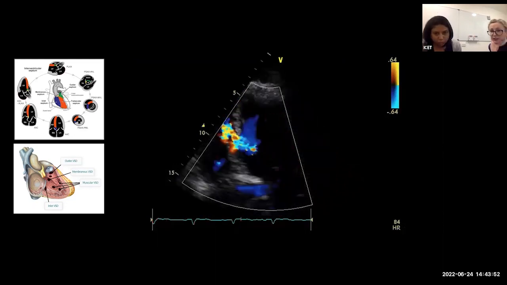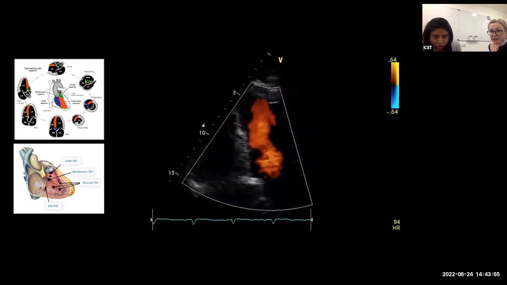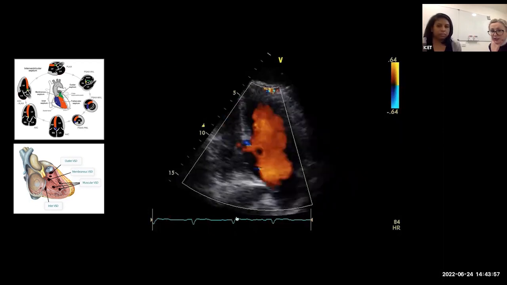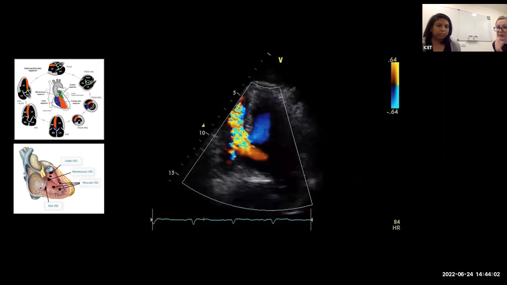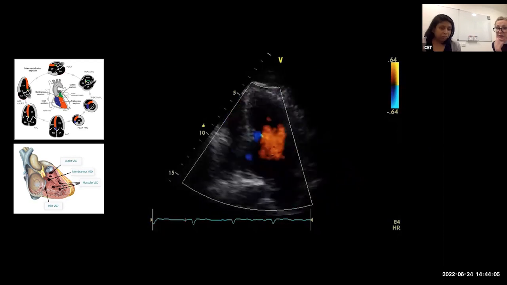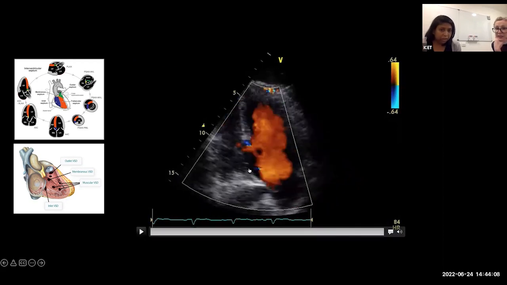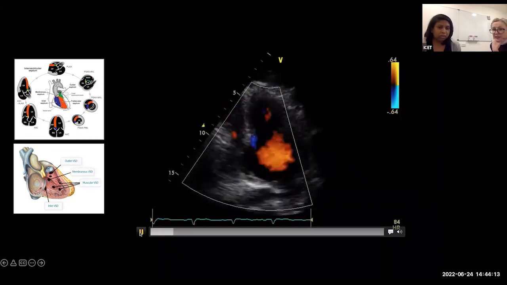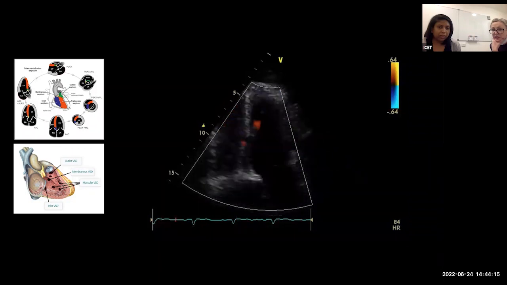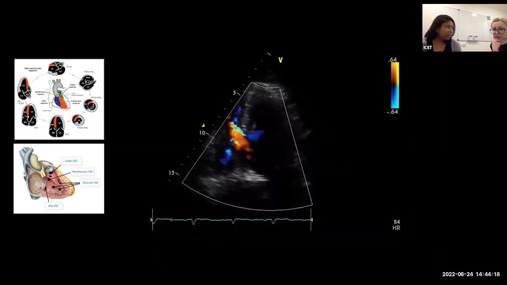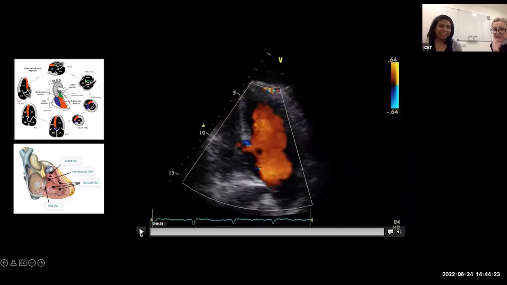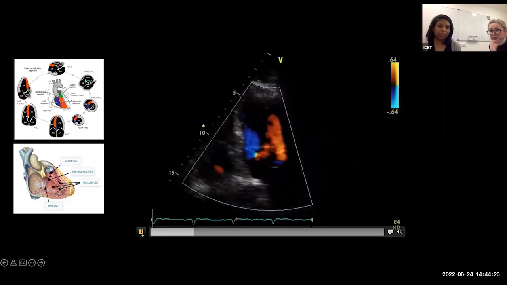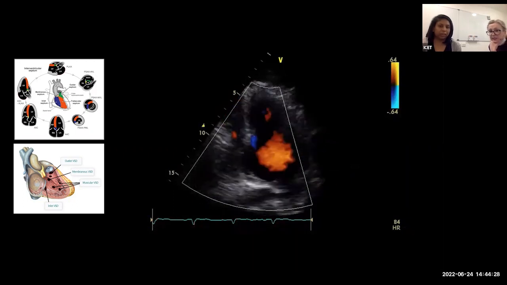So this is, I think, an apical 4 chamber view. No, I think that's left. This is right ventricle. So this person had a heart attack a week ago. Okay, so ischemic VSD. Yeah, so interventricular septal rupture, essentially, with a big left to right shunt.